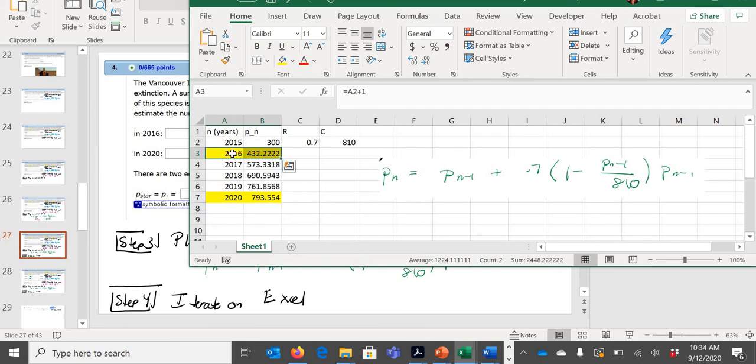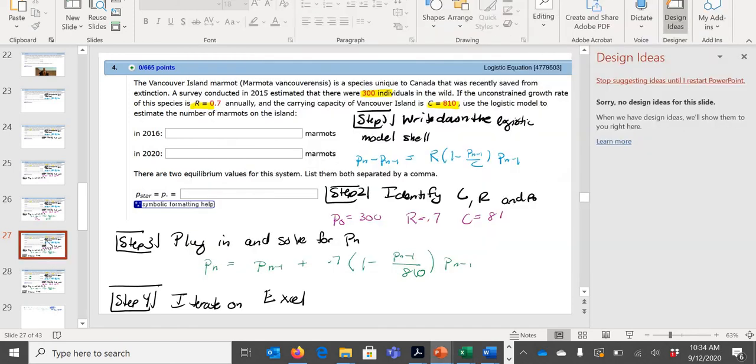It's already been done. And you can see in 2016, there are 432. I rounded down because there's no such thing as 432.2 marmots. And in 2020, I have 794 marmots. I rounded it up because there's no such thing as half a marmot. And so that's what goes into these two blanks.